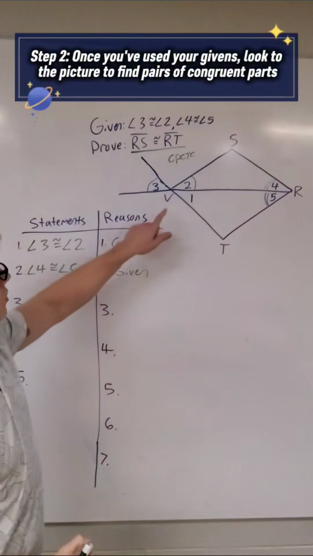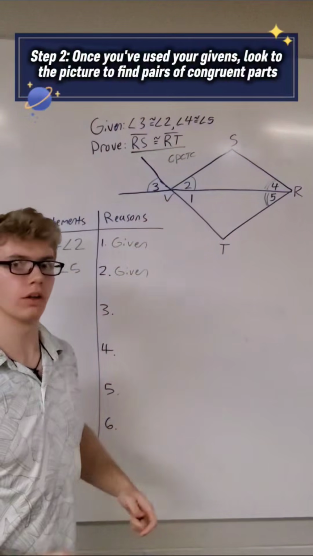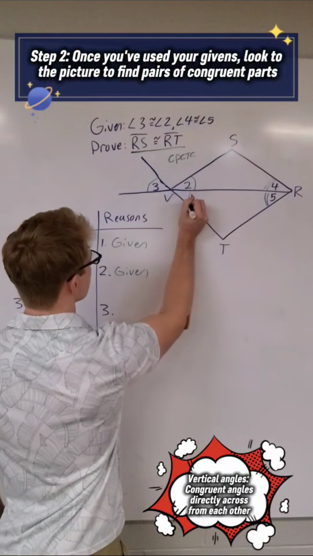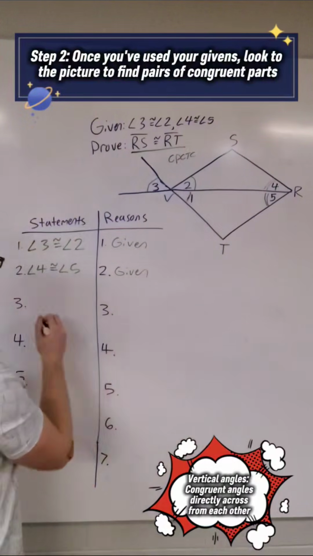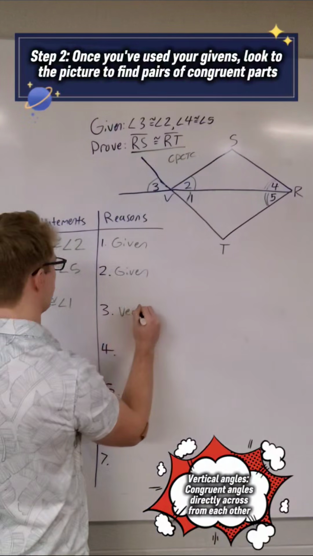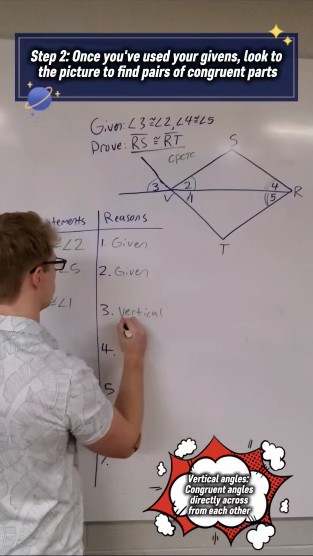Next, we see that there's a relationship between angle 3 and angle 1. Those are vertical angles, right? And I'm going to mark it with the same marking that I have for angle 3. So I'm going to say angle 3 is congruent to angle 1 using vertical angles. We know vertical angles are congruent.